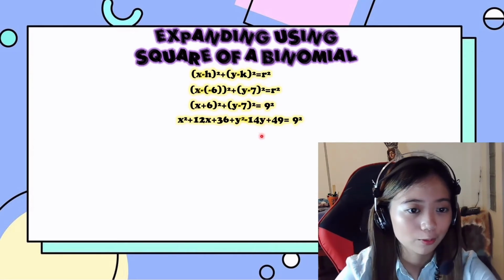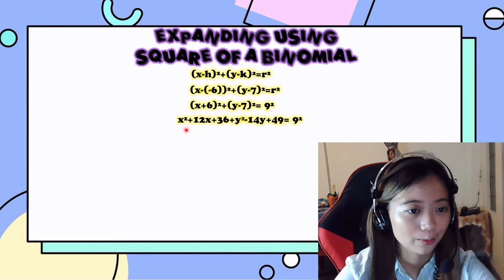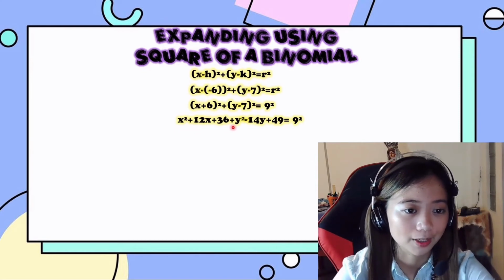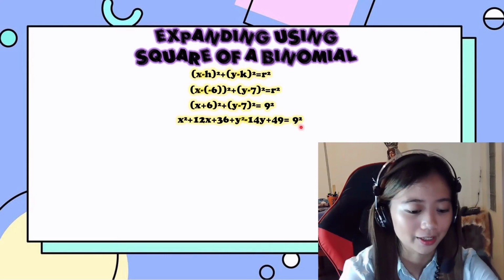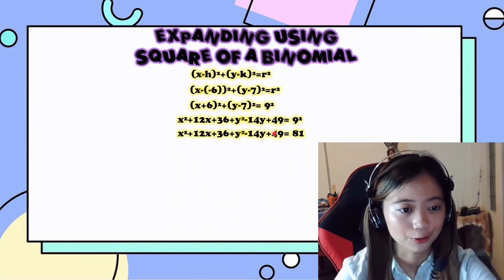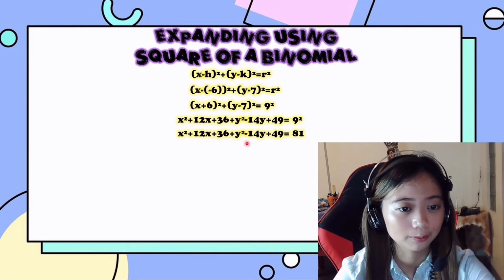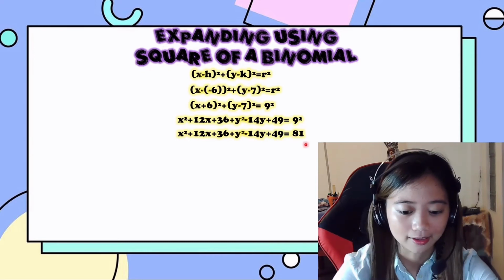Next is expand the equation using the square of a binomial. X squared plus 12x plus 36 plus y squared minus 14y plus 49 equals 9 squared. Simplify the radius. X squared plus 12x plus 36 plus y squared minus 14y plus 49 equals 9 times 9, 81.